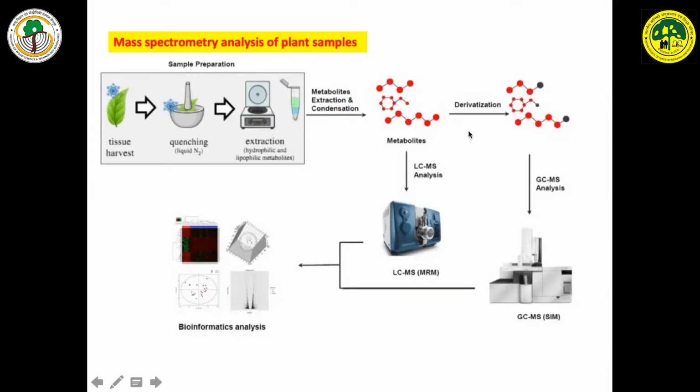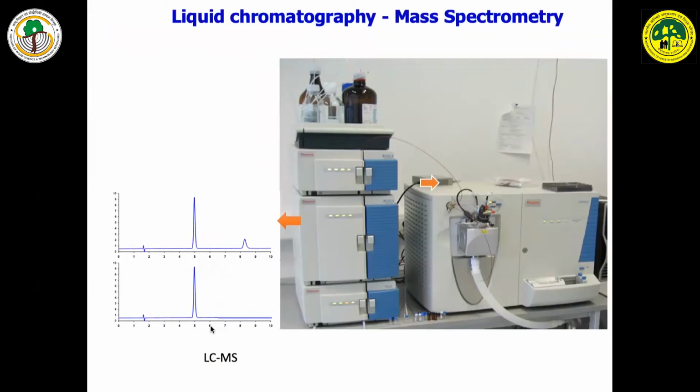So if you want to analyze a volatile compound, we can go for some derivatization and do gas chromatography mass spectrometry. And if it is non-volatile, that is, polar compounds, you can go for liquid chromatography mass spectrometry, and then identify. There are so many bioinformatic tools to identify if you are analyzing a large number of samples, but if you have one or two, we can manage identifying the chemo markers manually.